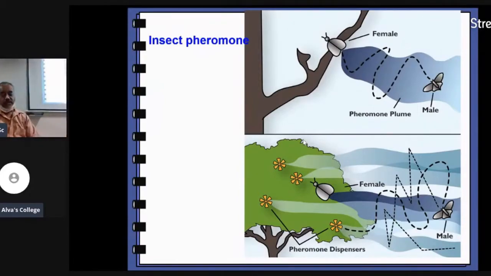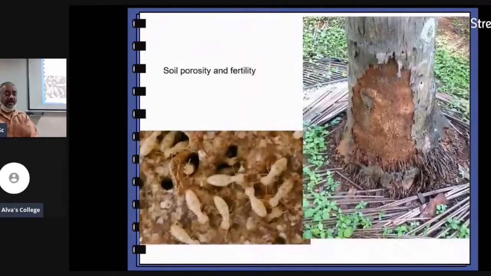You can also see how insects emit these chemicals and how interesting their behavior associated with these pheromones is. And then insects also carry out, as I said, soil porosity, soil aeration, soil air conditioning.